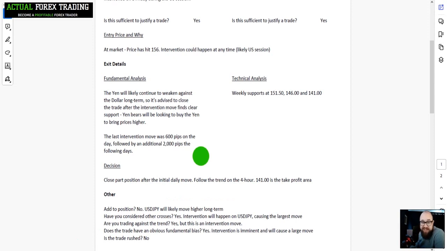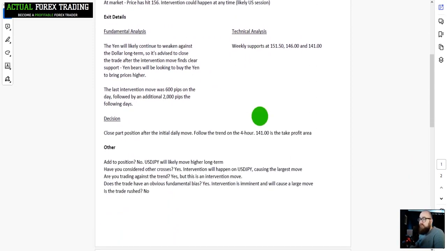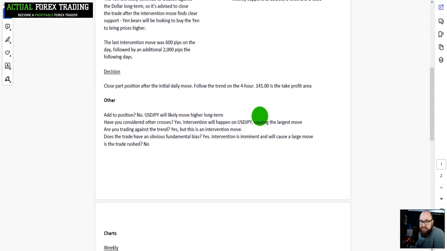Hopefully I've explained this in enough detail. Read through this document, pause the video, read through it. Hopefully I'm demonstrating to you how serious you should be taking trading. If I'm going to risk £100, I really need to think in great detail about the trades I'm taking, the entry reasons and the exit reasons.